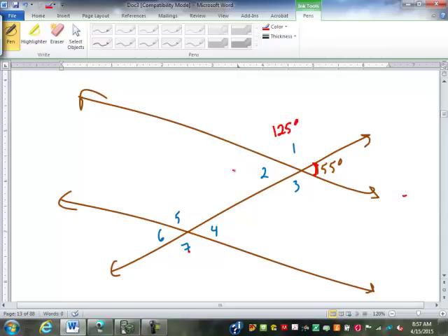2 would be just 55. This would be 125. This would be 55. This would be 125. This would be 55. And this would be 125. For being 7 questions, it's kind of a boring problem, isn't it?